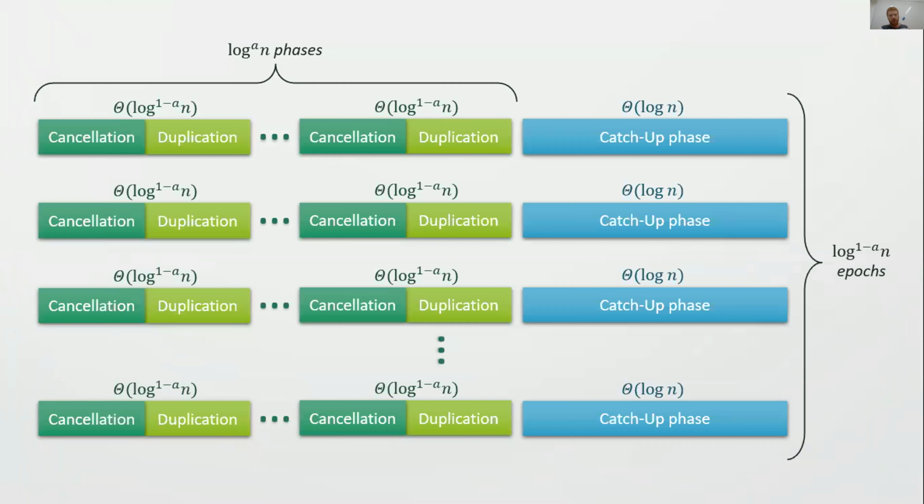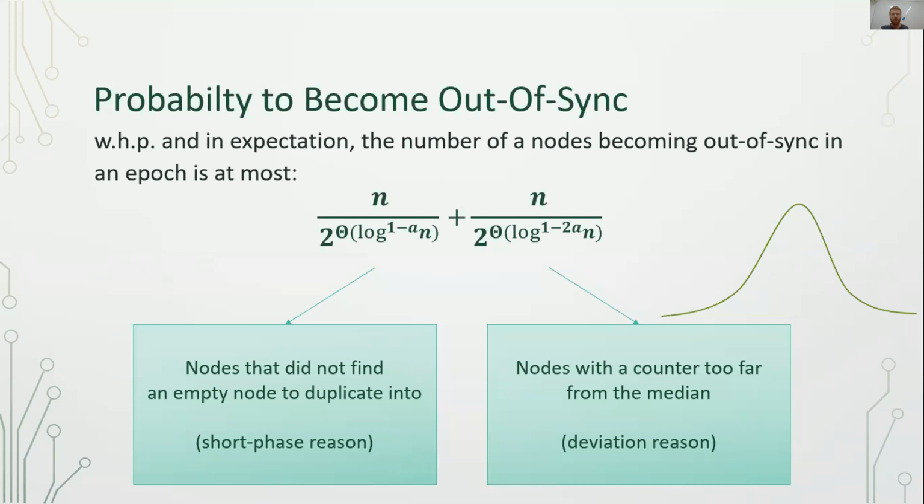As you can see here, there are some short regular phases of cancellation and duplication, and after some short regular phases, we have a catch-up phase. In the catch-up phase, a node that didn't manage to participate in the duplication, which we call an out-of-sync node, can duplicate sufficiently. So as we said, we want only a small number of nodes to not participate in the duplication during a phase. How many such nodes are there?